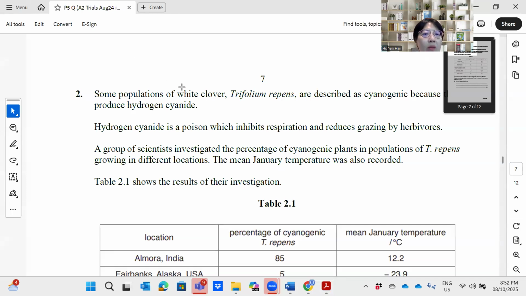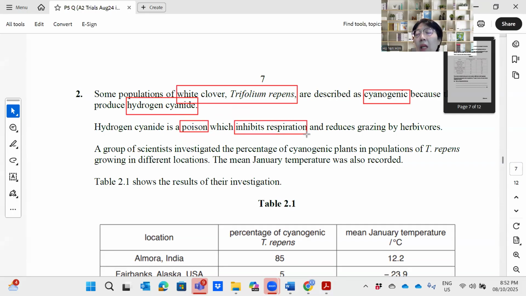So they say that this white clover is a kind of plant, and it is Trifolium repens. They're described as cyanogenic because they can produce hydrogen cyanide. So this plant can produce hydrogen cyanide, which is a poison. And this poison inhibits respiration, meaning it could inhibit enzymes that are used in respiration. And because of this, it actually deters the herbivores from grazing on the plant.